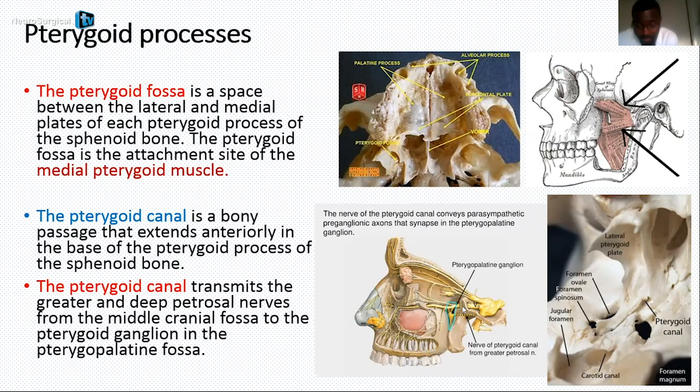The nerve of the pterygoid canal comes from the greater petrosal, and in this space, this ganglion is the pterygopalatine ganglion. And like I showed you, you can see here again the carotid canal, the pterygoid canal here, and the lateral pterygoid plate here. And laterally we have foramen ovale, foramen spinosum, and the jugular foramen.